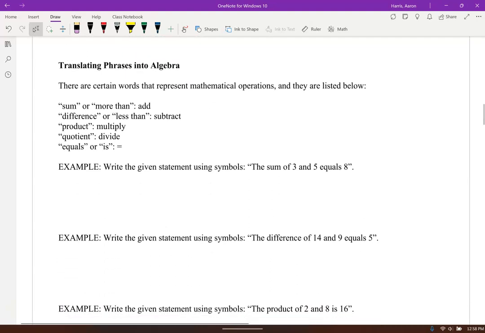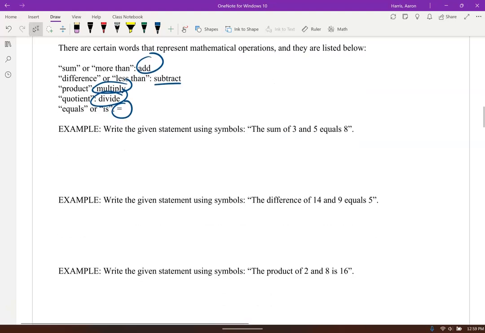All right, let's go ahead and translate some phrases into algebra. Sum or more than means add. Difference or less than means subtract. Product means multiply. Quotient means divide. Equals or is. So let's do the sum of 3 and 5. The sum of 3 and 5 equals 8, right?